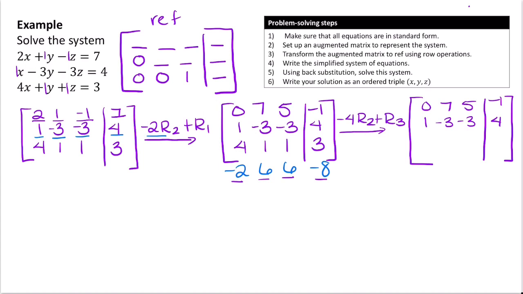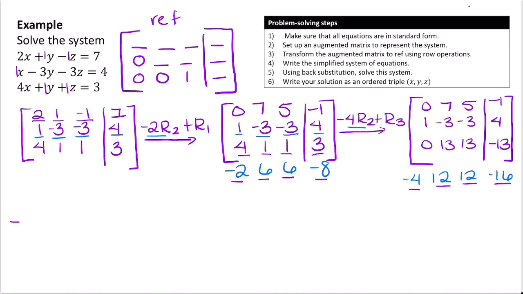And so now let's figure out what -4r2 looks like. -4r2 is going to be 1 times -4, which is -4. -3 times -4 gives us 12. And then we have 12 again. And then we have -4 times 4, which is going to be -16. So now let's add those to the values in row 3. So we have 4 plus -4, which is 0. 1 plus 12, which is 13, and 1 plus 12 again, so another 13, and 3 plus -16, which gives us -13.